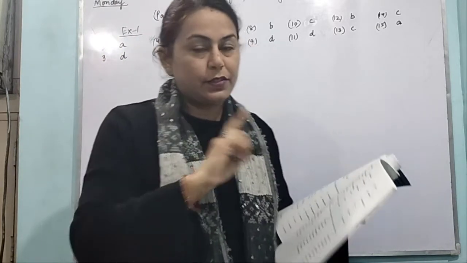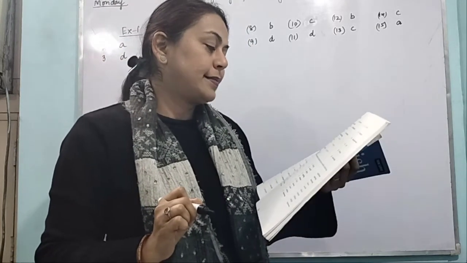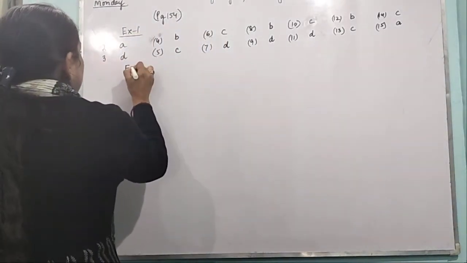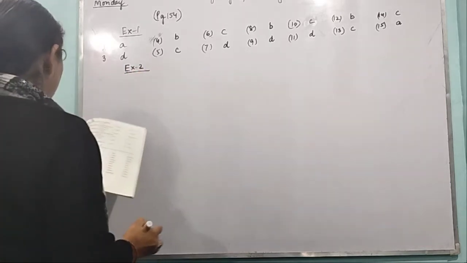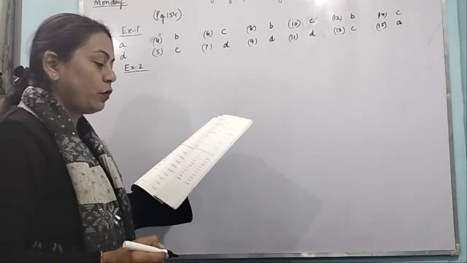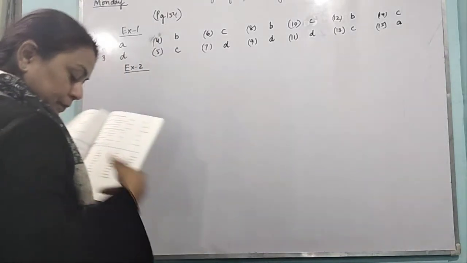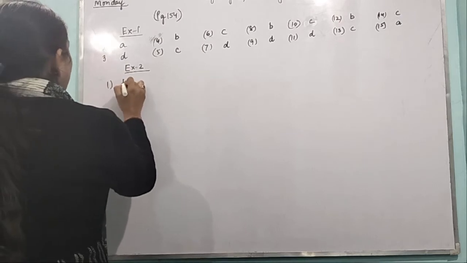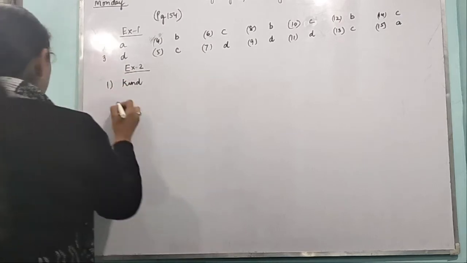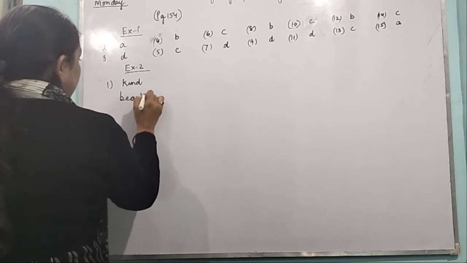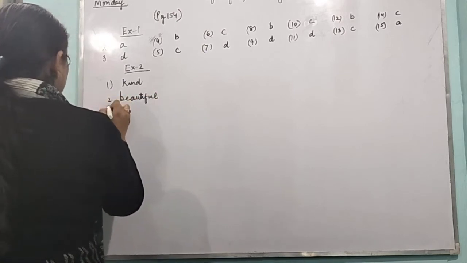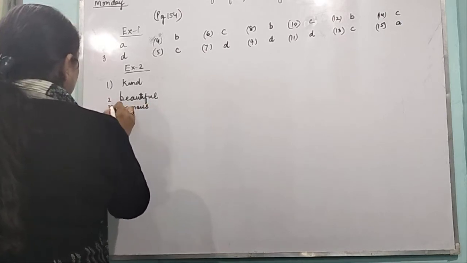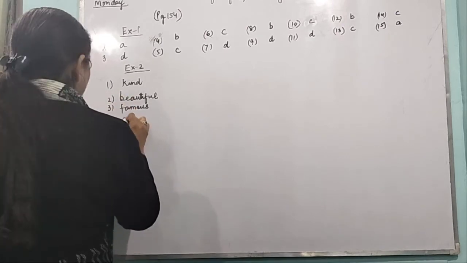So you can tally your answers with this, right? So now comes exercise number 2. Exercise number 2. Match the words of column A with the words of column B with similar meaning. Kind, beautiful, famous, agree.